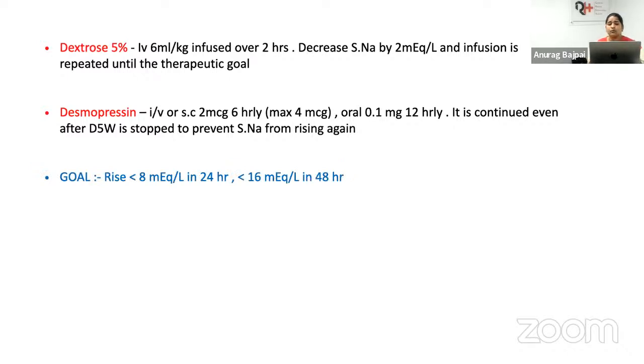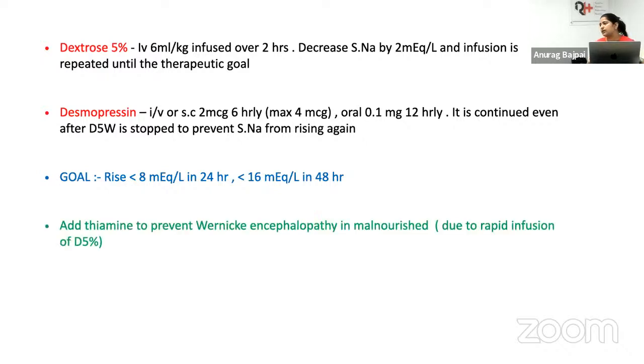And here our goal was not to decrease the serum sodium more than 8 milliequivalent per liter in 24 hours. The aim was that we started at 100. She will go to around 160. That's part of the goal, and we wanted to bring her back to as close to 116 as possible.